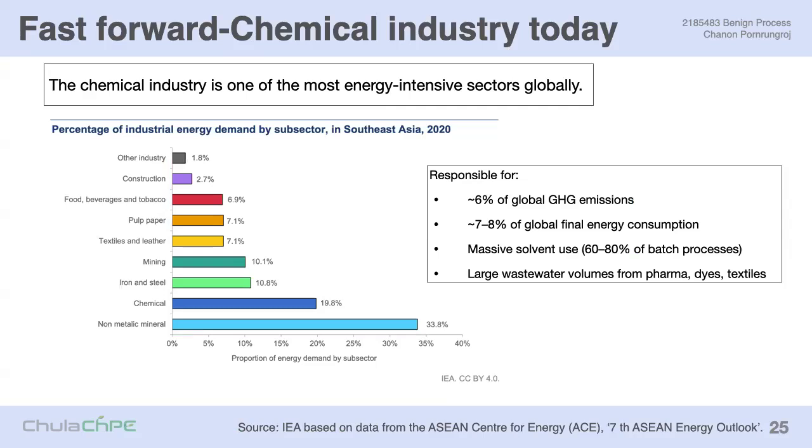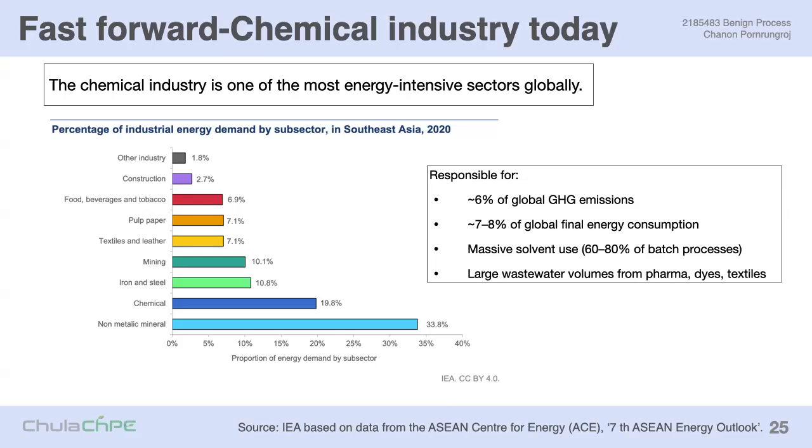Okay, fast forward to the chemical industry today, right? We are responsible for a lot of greenhouse gas emissions. And not only that, we are also responsible for a lot of energy consumption as well. 6% of global greenhouse gas emissions come from the chemical industry. 7 to 8% of global final energy consumption comes from the chemical industry.